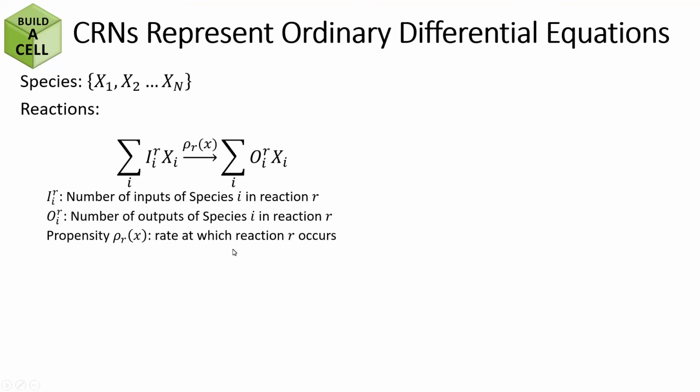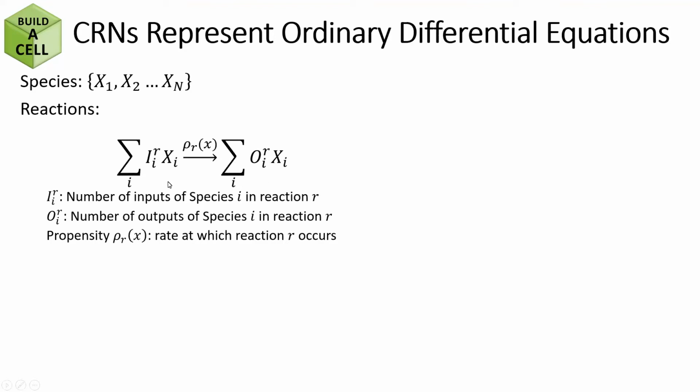When you write out these reactions, they end up becoming ordinary differential equations, at least in the deterministic semantics. So what does that mean? Well, I will introduce a little bit of notation here to show you how you actually get differential equations from a CRN. So this is the same inputs to outputs I showed you earlier, but here I'm using a different notation. I sub i superscript r is saying how many of input i are there in reaction r. And O sub i superscript r is how many outputs of species i are there in reaction r.